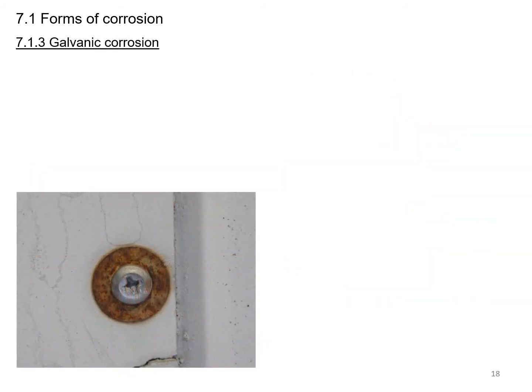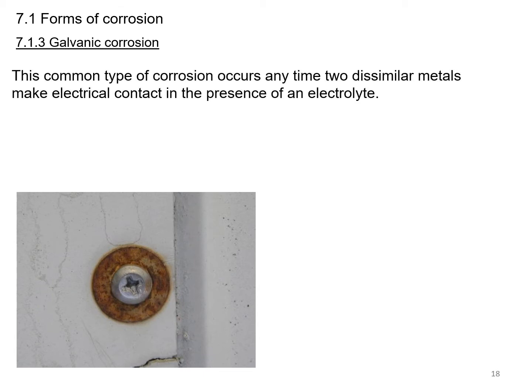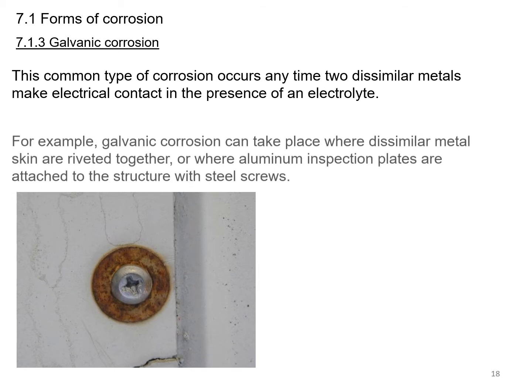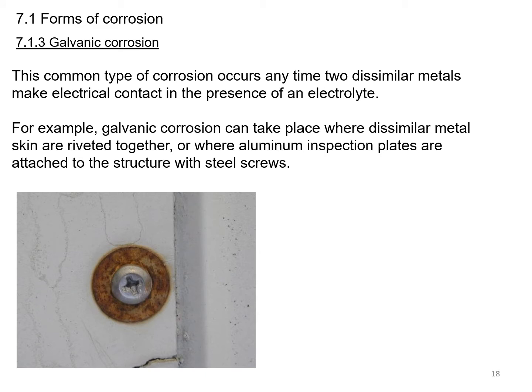7.1.3 Galvanic corrosion. This common type of corrosion occurs anytime two dissimilar metals make electrical contact in the presence of an electrolyte. Dissimilar metals meaning different types of metal. For example, galvanic corrosion can take place where dissimilar metal skins are riveted together, or where aluminum inspection plates are attached to the structure with steel screws. Now you have steel and aluminum, two dissimilar metals. This will create a galvanic corrosion risk.